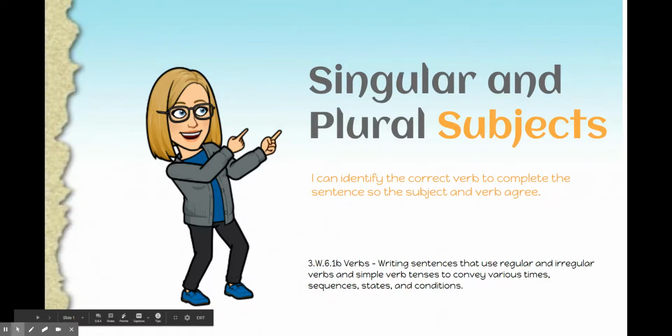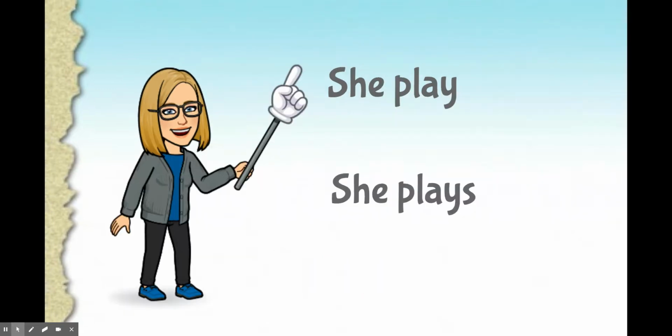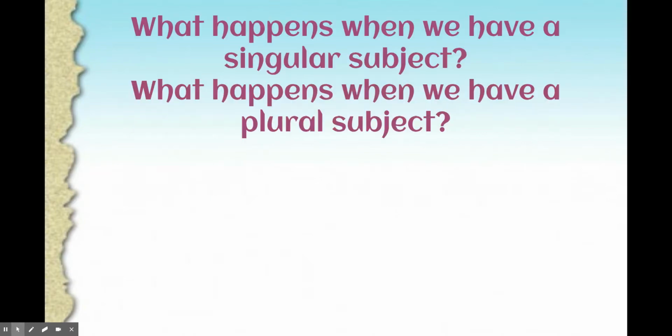Hey guys, we are going to continue working on singular and plural subjects, and our goal for today is I can identify the correct verb to complete the sentence so the subject and verb agree. So look at our two little phrases, she play or she plays. Which one is the correct way that we should write this? You should have chosen she plays. We will be talking about why we pick she plays today.